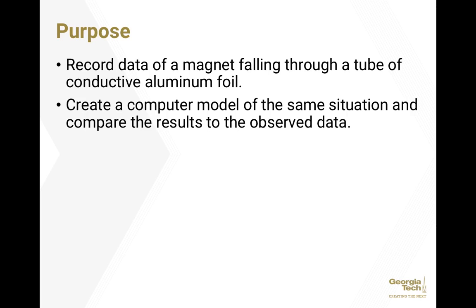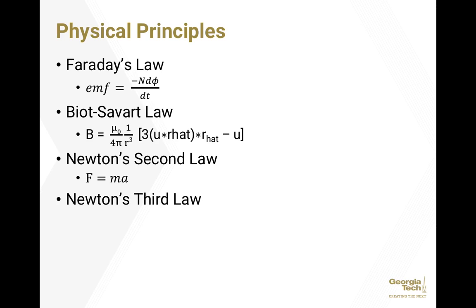So the purpose of this lab was to record the time it took for a magnet to fall through a tube of conductive aluminum foil, and then create a computer model of the same situation and compare the results to the observed data from the physical experiment.